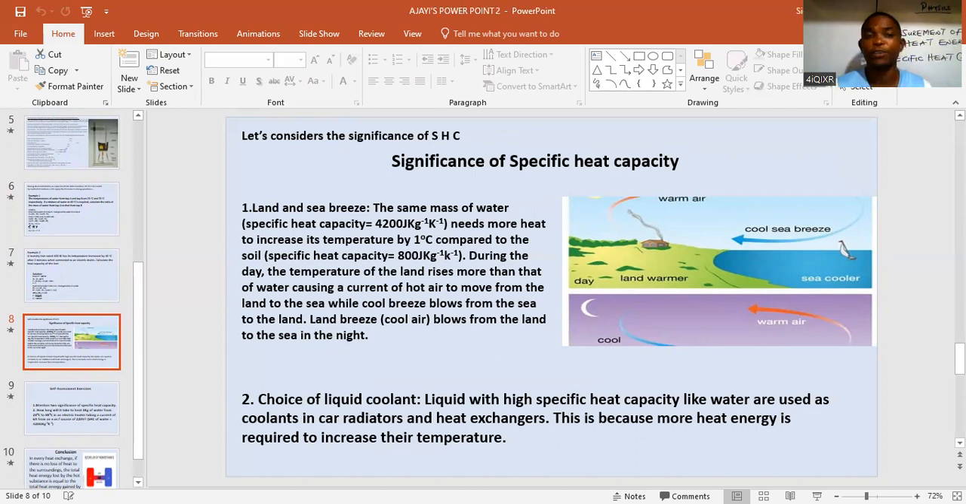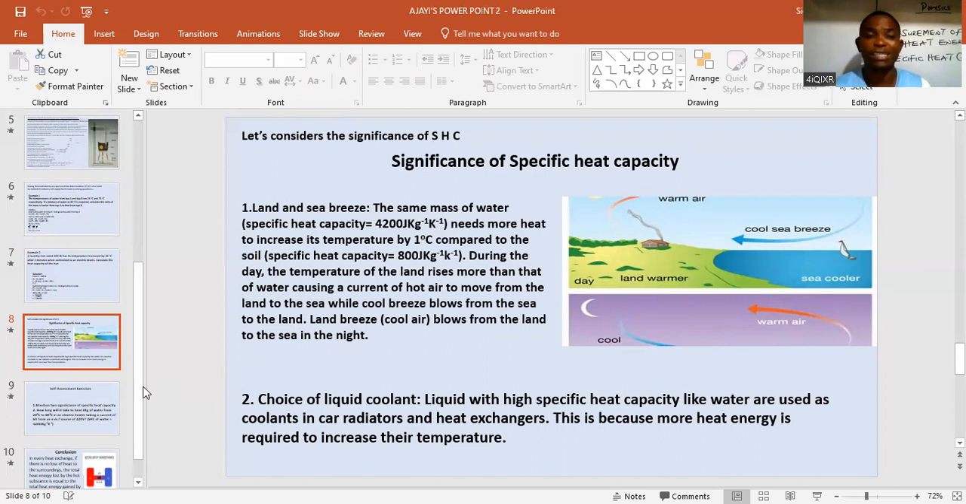During the day, you all agree with me that the temperature of the land rises, as indicated in the diagram on the screen, more than that of water, causing a current of hot air to move from the land to the sea, while cool breeze blows from the sea to the land. And the land breeze, as the cool air, blows from the land to the sea at night. All these are demonstrated on this picture on the screen.